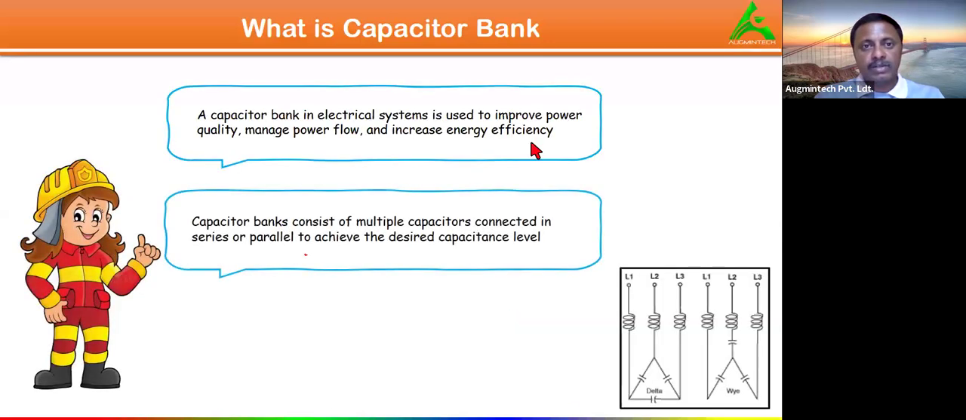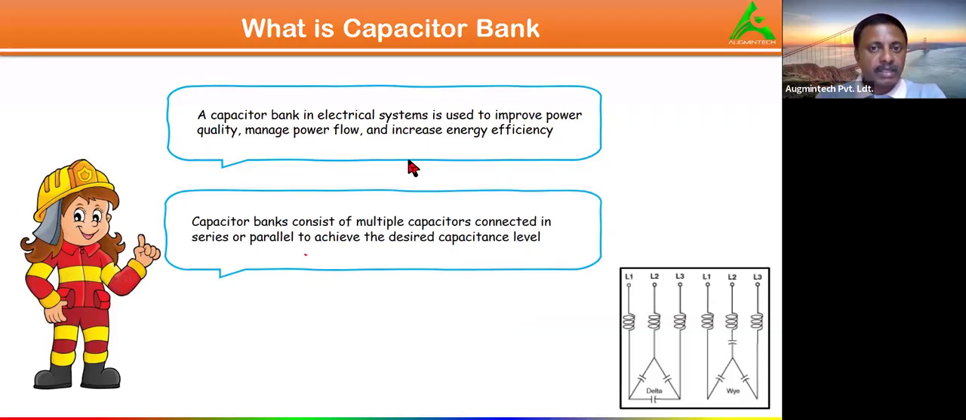A bank, in the sense, is a collection of capacitors, either installed in series or parallel. Most commonly we install them in parallel only, because these capacitors are always related to the voltage. As you know, voltage would normally be connected in parallel, right? A potential difference. And the inductors would be in series, that means along with your current.